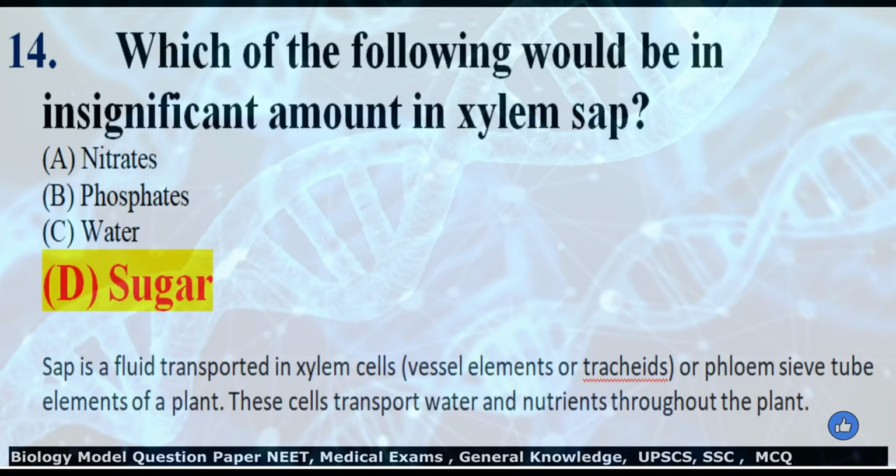Question number 14. Which one of the following would be insignificant amount in xylem sap? Answer D. Sugar. Sap is a fluid transported in xylem cells, vessel elements or tracheids, or phloem, sieve tube elements of a plant. These cells transport water and nutrients throughout the plant.